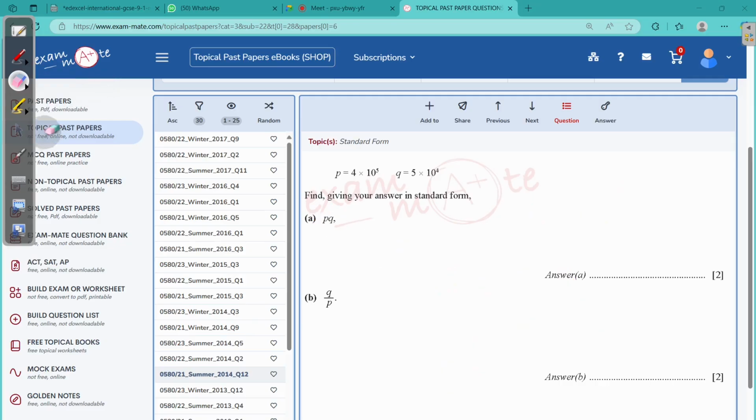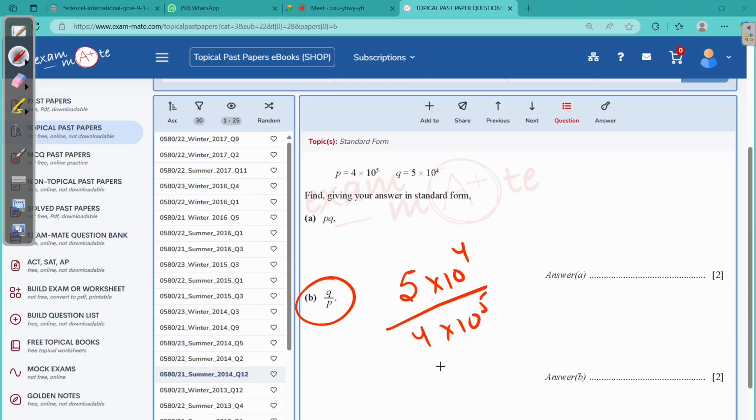Similarly, please do the B bit, that is the Q upon P in the standard form. Perfect. 5 over 4 times 10 to the power of what? Tell me the final answer. I will discuss after that. To the power of, oh, minus. Oh, okay. So 5 over 4 multiplied by 10 to the power of minus 1. Is it your final answer?